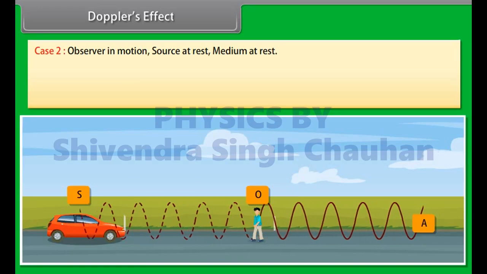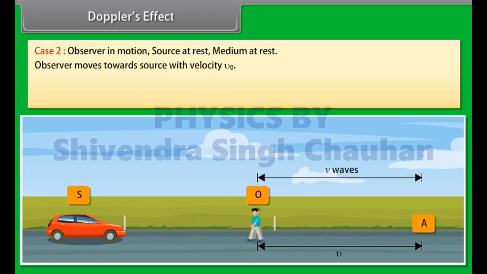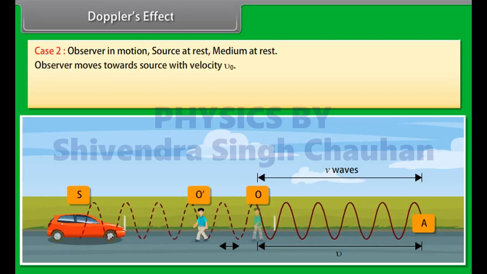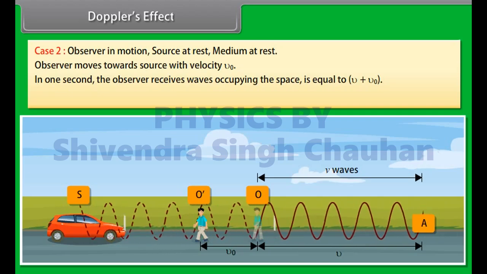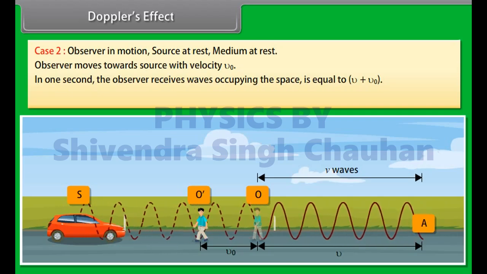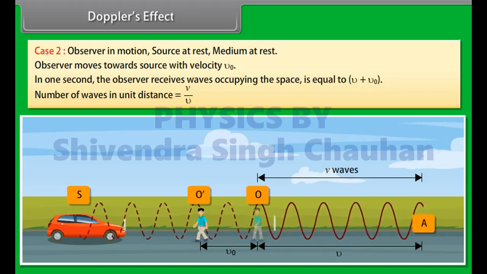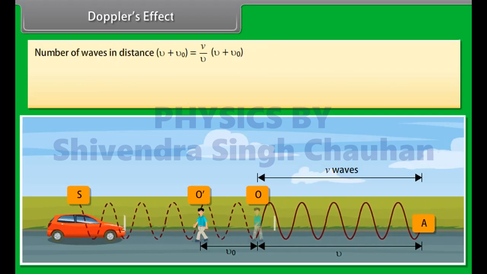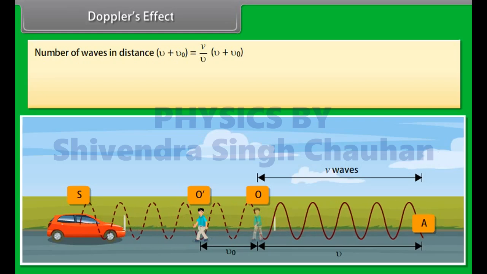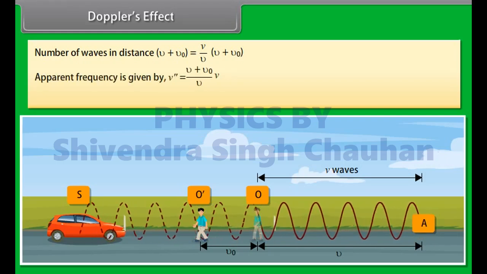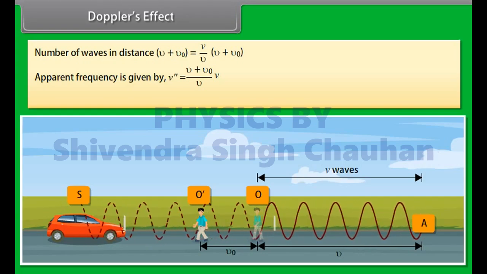Case 2. Observer in motion, source at rest, medium at rest. The observer moves towards the source with velocity v0. In 1 second, the observer receives waves occupying the space equal to v plus v0. The number of waves in unit distance is equal to nu upon v. The number of waves in distance v plus v0 is equal to nu multiplied by v plus v naught upon v. Apparent frequency nu double dash is equal to v plus v naught upon v multiplied by nu.